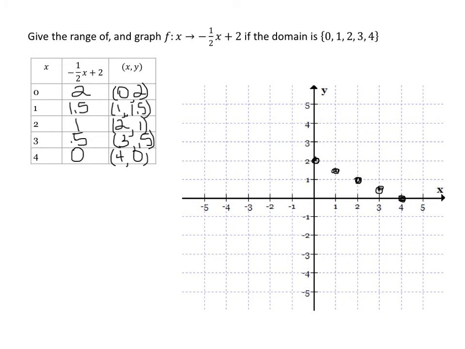Please pay attention. I am not connecting these. You guys tend to want to do that. The domain is only these values. It is not any values in between. When you connect coordinate points with a line, what you're saying is that all the points in between are also true. In this case, only these 5 points are allowed, so the graph is just a series of points.